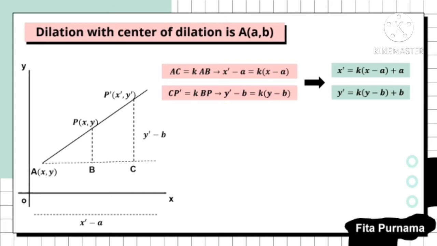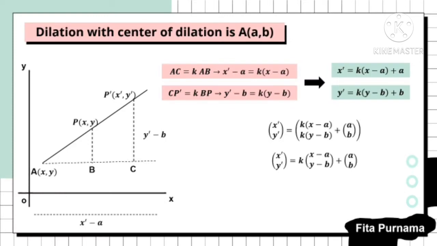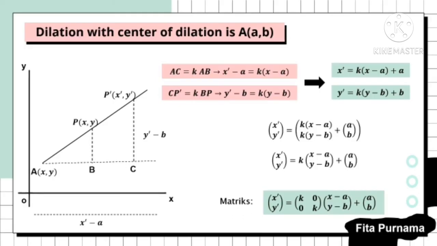Both of these equations can be written as a matrix like this, because K is a scale factor or a scalar. We can figure it out. Then, the final form is written like this, where the X prime, Y prime matrix is equal to the K 0, 0, K matrix times the X minus A, Y minus B matrix plus the A, B matrix.